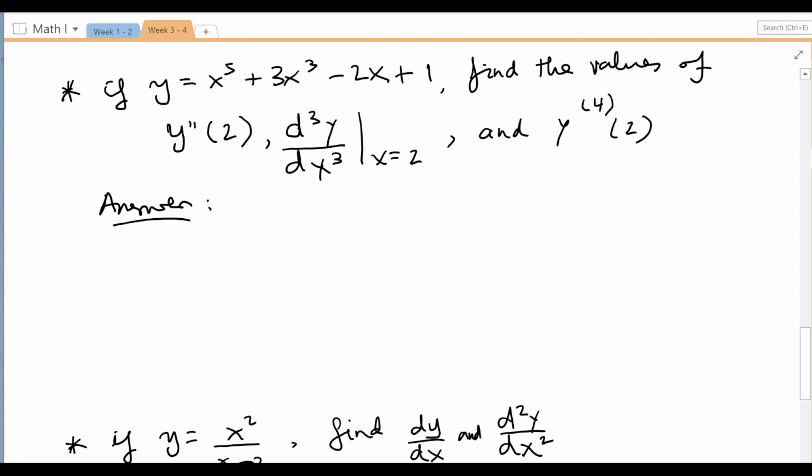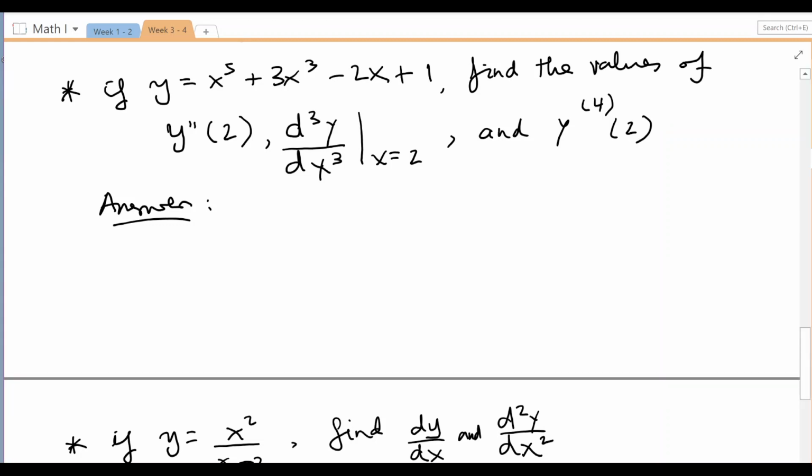y equals x to the power of 5 plus 3x cubed minus 2x plus 1. Find the value of y double prime at x equals 2, as well as the third derivative of y at x equals 2, and also the fourth derivative. So we have to find the second, the third and the fourth derivative of the original function.